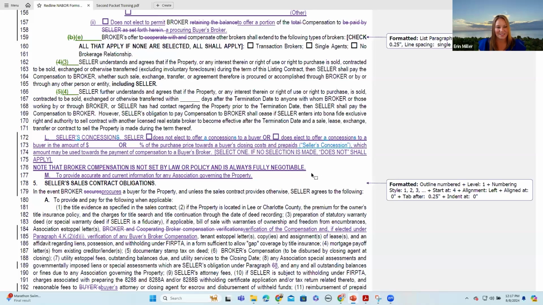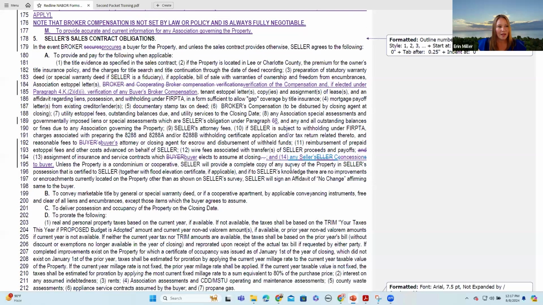Okay, also line 176, broker compensation, that big bold language we see again: broker compensation is not set by law or policy and always fully negotiable. We're also asking the seller, this is a new paragraph, but not a new idea, to provide accurate and current information for any association governing the property. We all know how challenging it can be sometimes to receive this information from our customers to be able to provide it to the buyer. So we're adding in the affirmative obligation for our sellers to provide accurate and current information for any association governing the property.